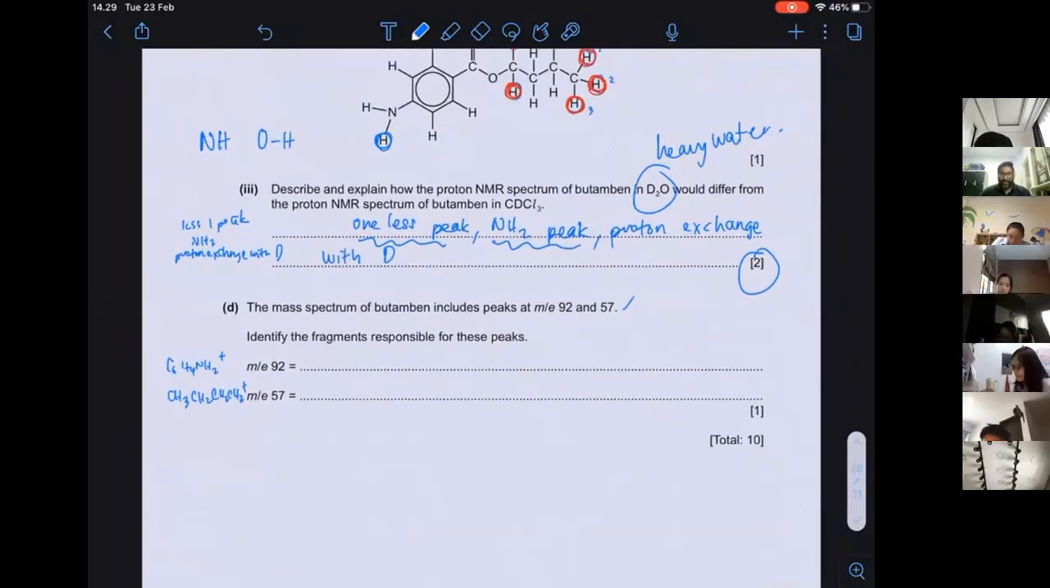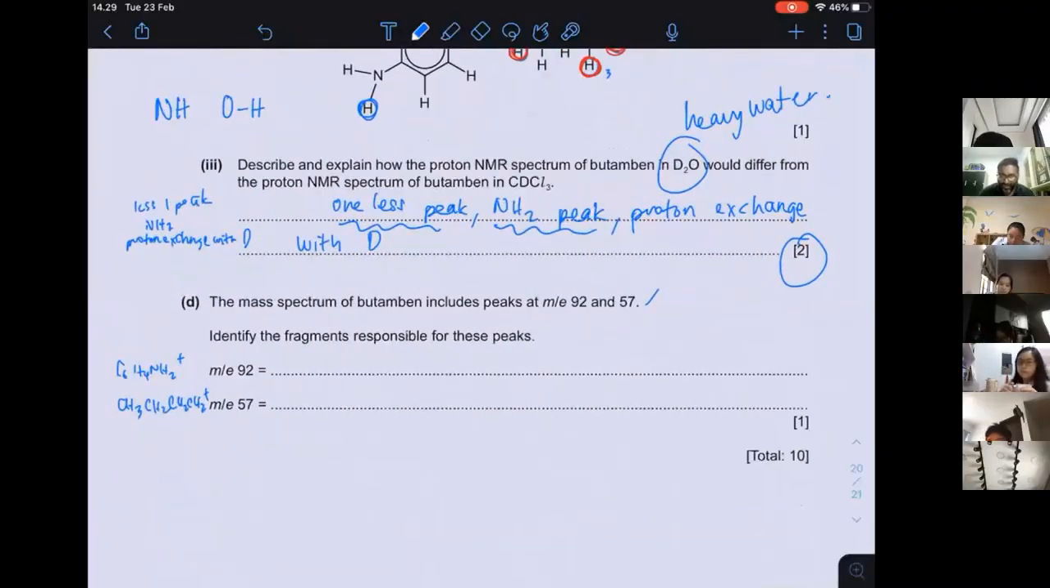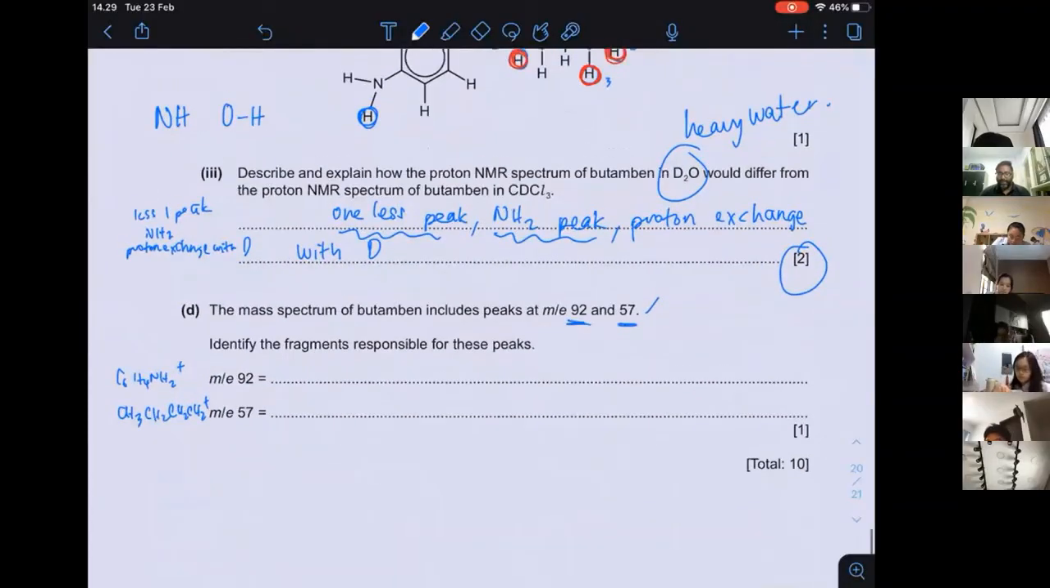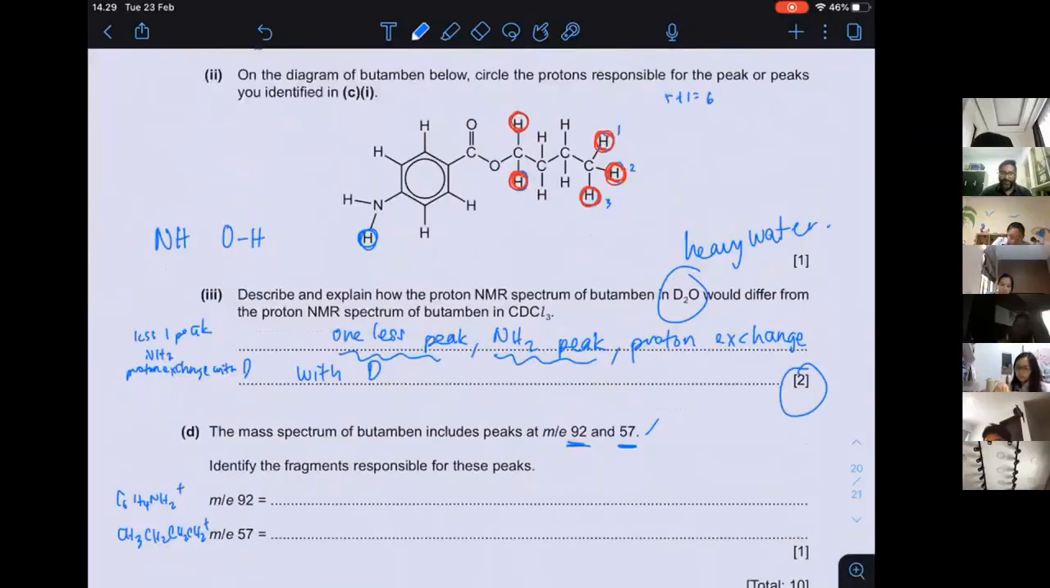Now the next is the mass spectrum, the last one. The mass spectrum of butanediamine includes peaks at 92 and 57. Please find out which fragments give these, because you can break here, then you get CH3 plus. You break here, then you have CH2CH3 plus. So please find out which one will give you 92 and 57.